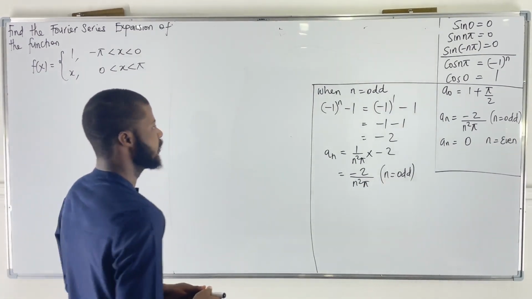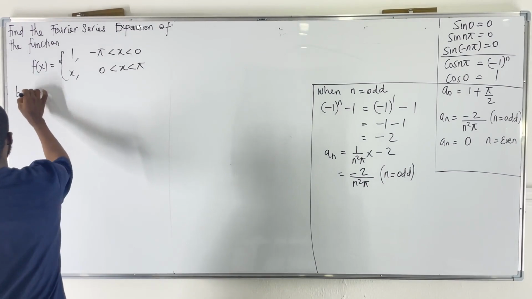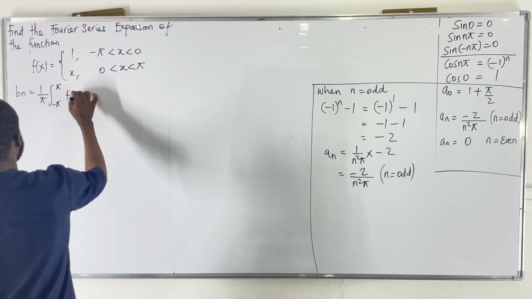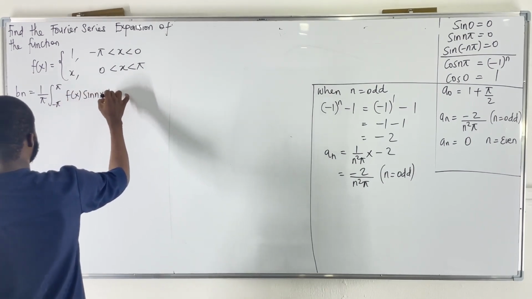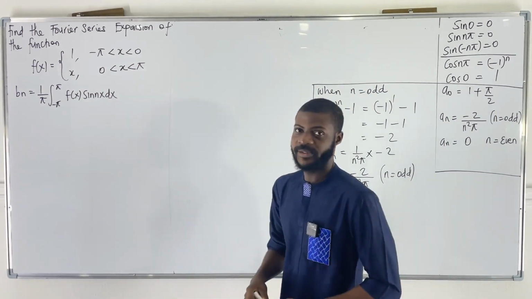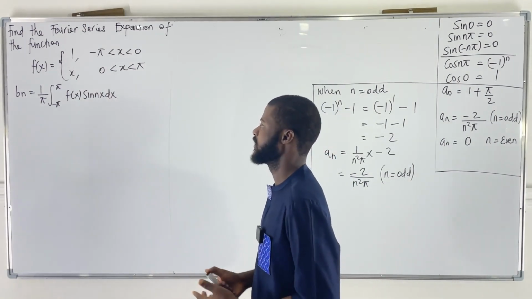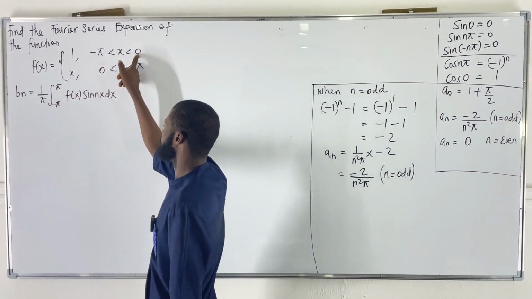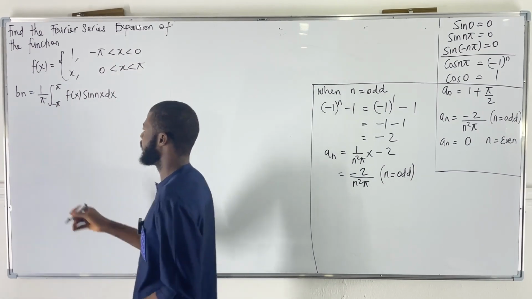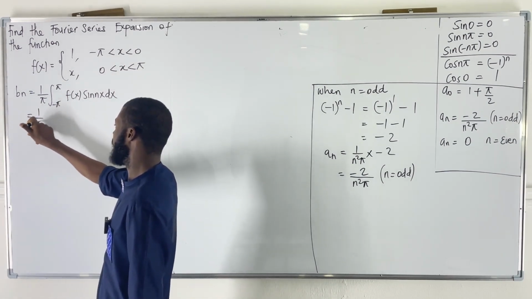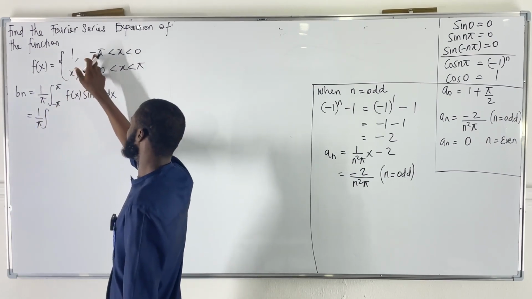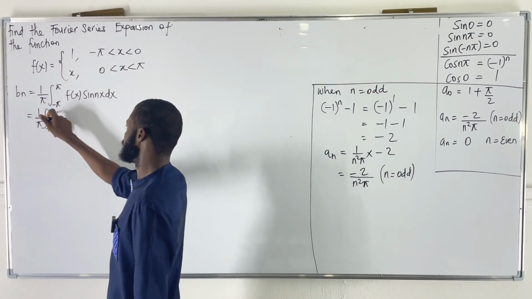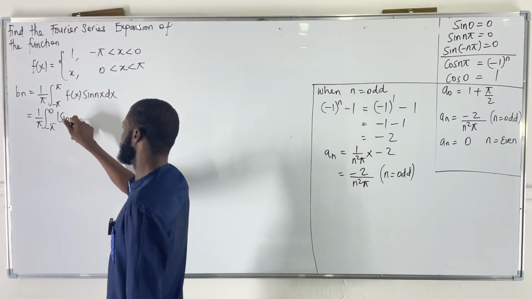All right, so b sub n is 1 over pi, integral from minus pi to pi of f of x sine nx dx. So that's your b sub n. And for this one, it's still kind of the same. The minus pi to pi will be broken down to minus pi to 0 and 0 to pi. So let's break that down. So this will be 1 over pi, integral from minus pi to 0, and f of x was 1. So this is 1 sine nx dx.